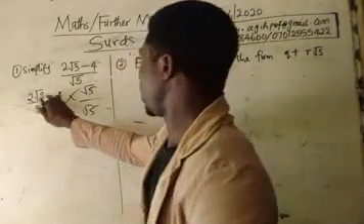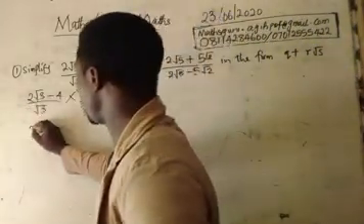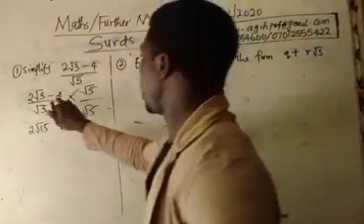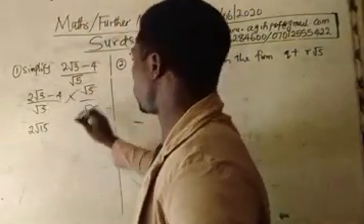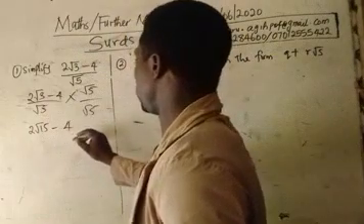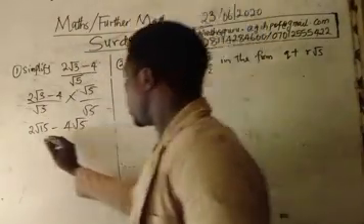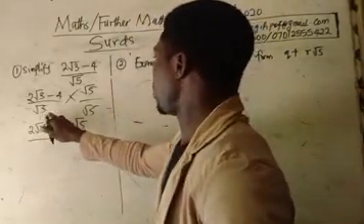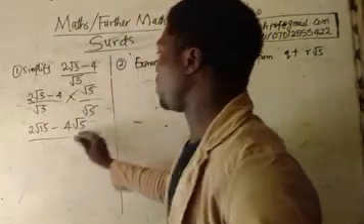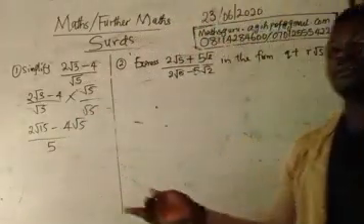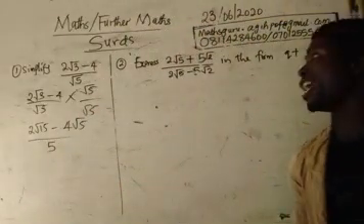So 2 root 3 times root 5, we're going to have 2 root 15. And negative 4 times root 5 is going to be minus 4 root 5. Then root 5 times root 5 is going to give us 5. By so doing, we have resolved the expression we have there.